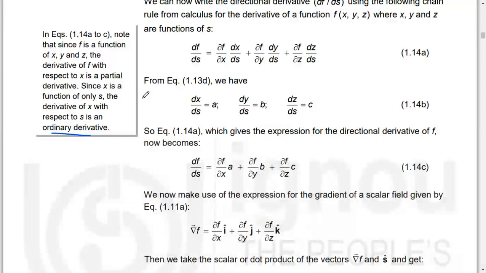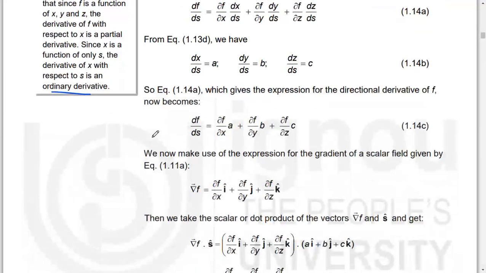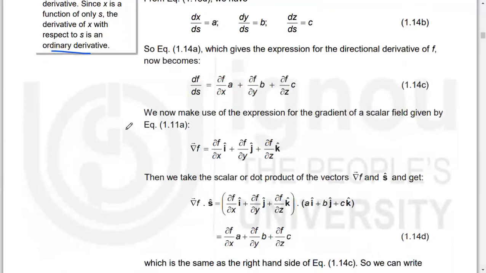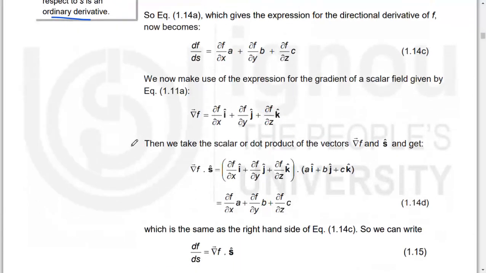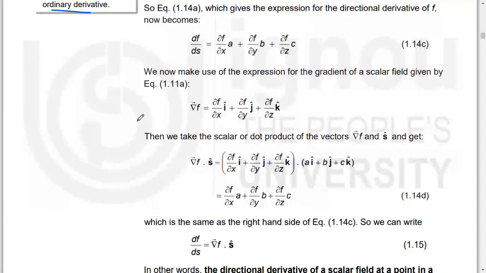From equation D, we have dx by ds is equal to a, dy by ds is equal to b, dz by ds is equal to c. So equation A, which gives the expression for the directional derivative of f, now becomes df by ds is equal to df by dx a plus df by dy b plus df by dz c. We now make use of the expression of the gradient of a scalar field given by equation A, del f equal to df by dx i cap plus df by dy j cap plus df by dz k cap.